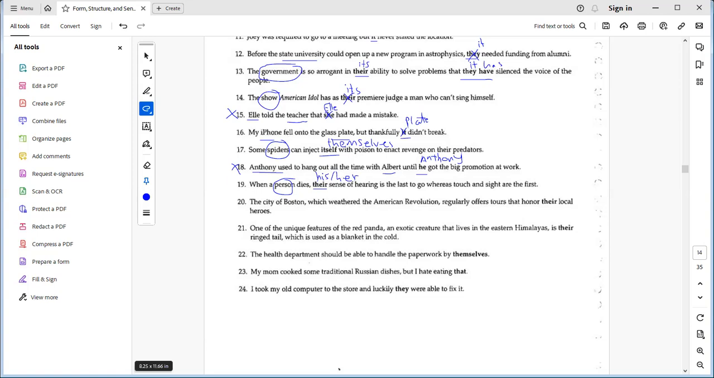The city of Boston, which weathered the American Revolution, regularly offers stories that honor their local heroes. City. Can we say their local heroes? No, not their. It's easy. It's city, it's. Okay, Ziad? Okay then. Okay, 21.